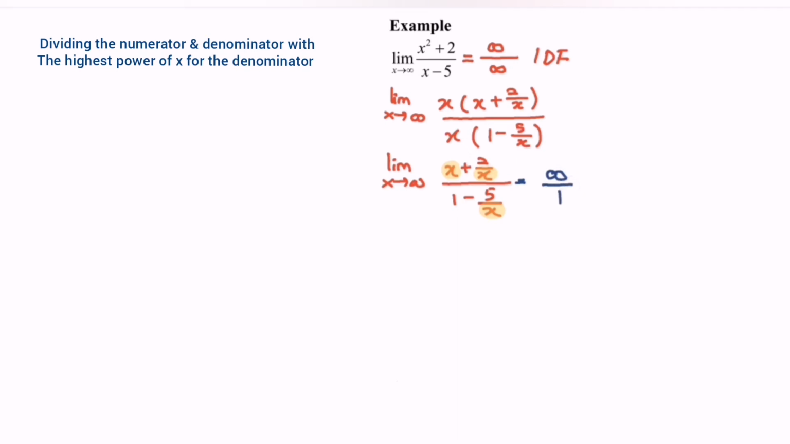So for this case, the limit when x approaches infinity for the function x squared plus 2 over x minus 5 equals infinity.